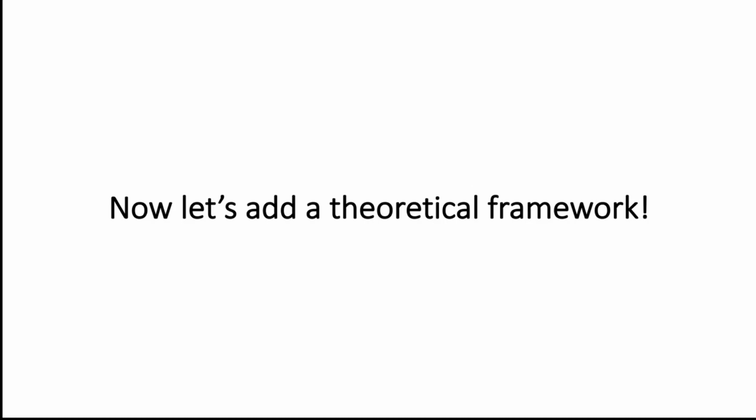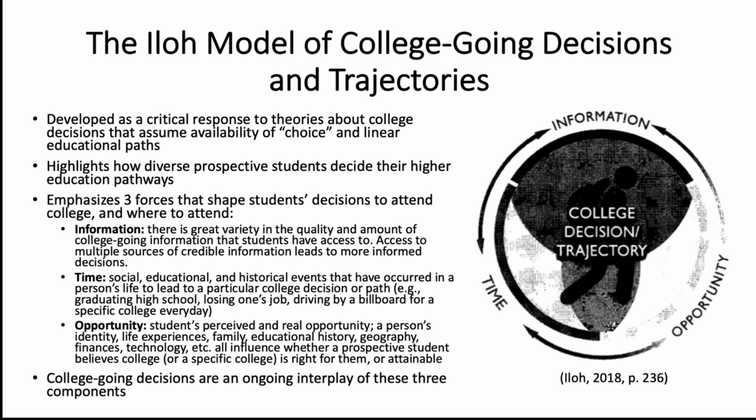So the theoretical framework that I picked for this is the Ilo model of college going decisions and trajectories. Some of you may have heard me talking about this because I rather like it, but essentially there's a long history of theory related to college choice. And in 2018, a scholar of higher education, Constance Ilo, developed this model of college-going decisions and trajectories that's meant to be sort of a critical response to existing models related to college choice that are very linear and assume sort of a traditional profile of a student who might be going to college.